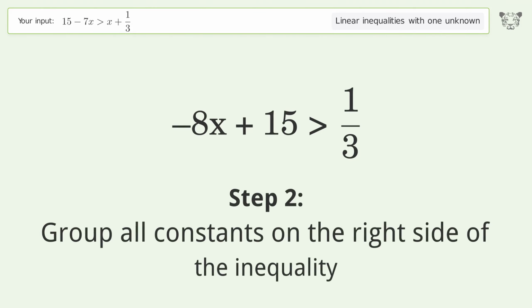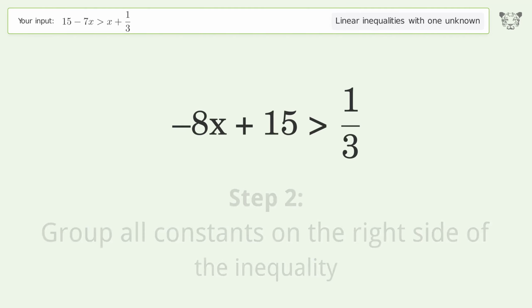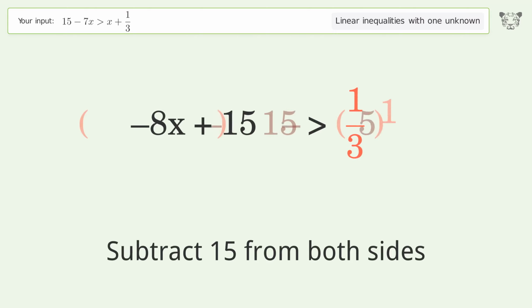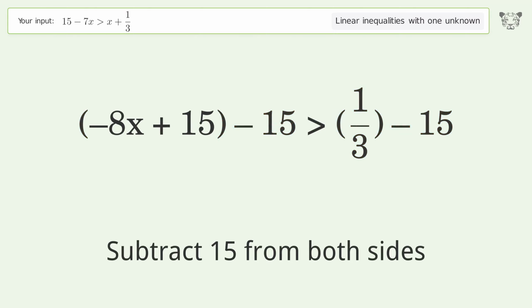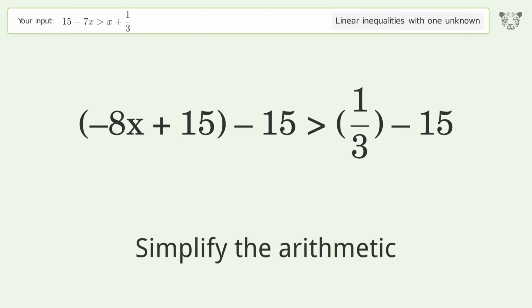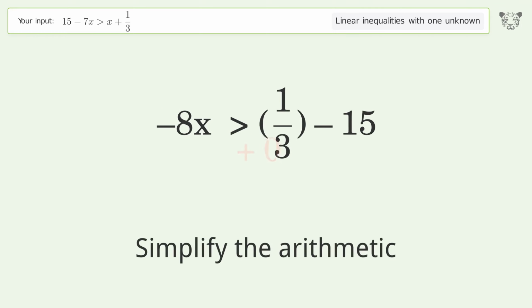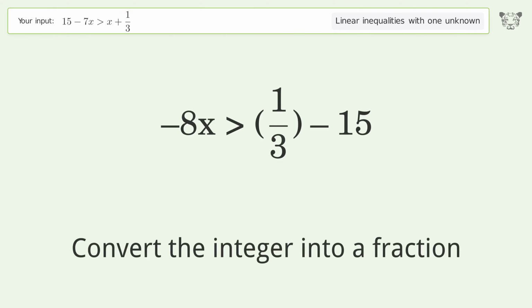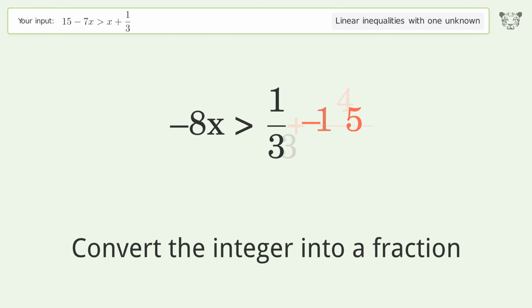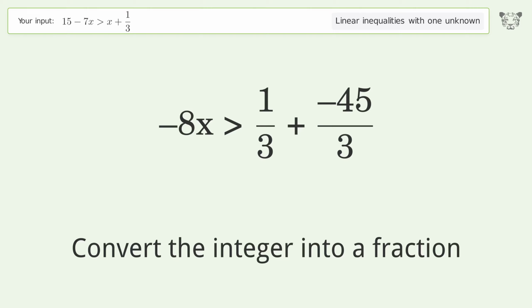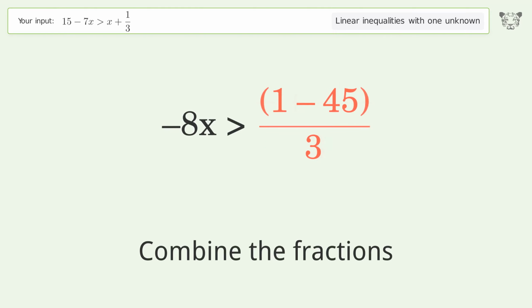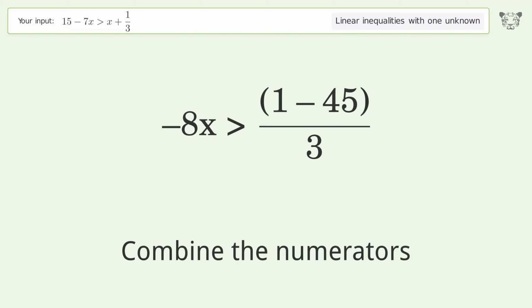Group all constants on the right side of the inequality. Subtract 15 from both sides. Simplify the arithmetic. Convert the integer into a fraction. Combine the fractions. Combine the numerators.